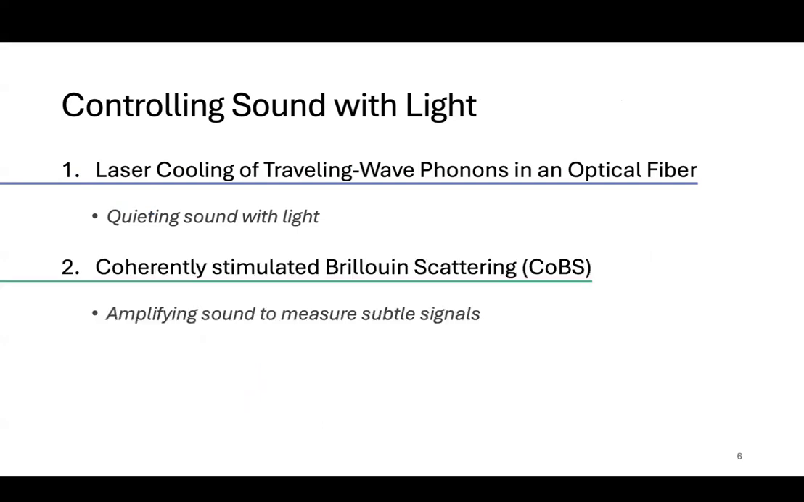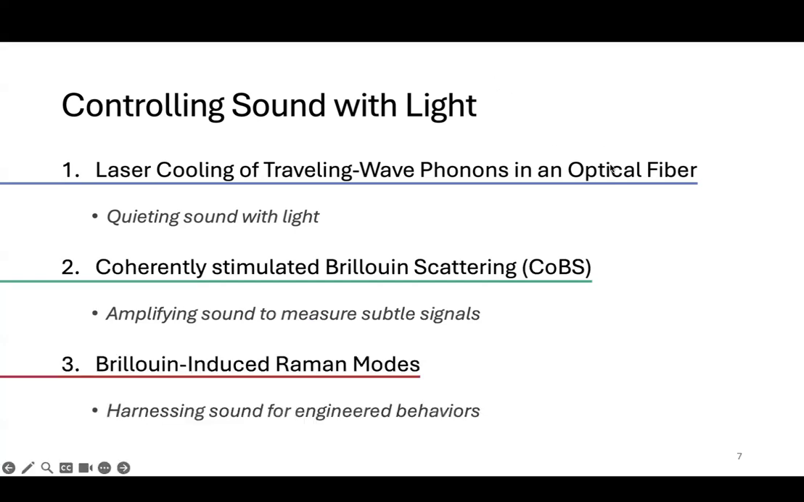Second, I'm going to tell you about a new process that we developed called coherently stimulated Brillouin scattering, or COBS. This is essentially amplifying sound to measure subtle signals that were previously unmeasurable. And finally, I'm going to tell you about the direction that we pointed this instrument to explore a space between a Brillouin regime and a Raman regime, a continuous and discrete regime, which is essentially harnessing sound for engineered behavior.